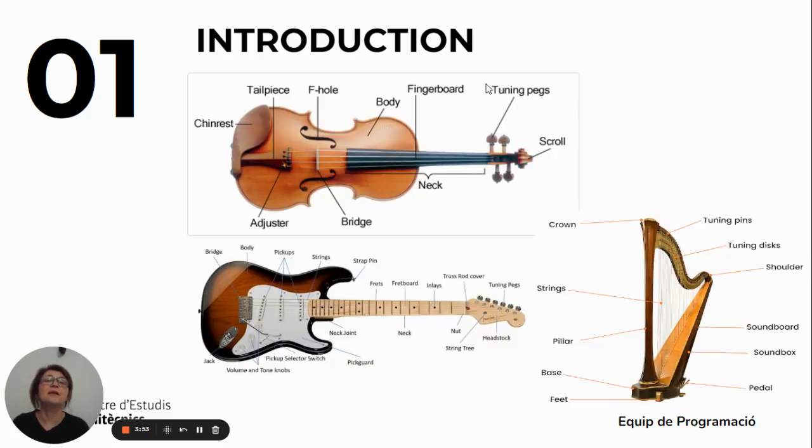Here you have the tuning pegs. In the harp, there are tuning pins, which is basically the same. We have a neck, we have the chin. You have the strings here, the electric guitar, the same tuning pegs. And here we have the harp, which has a difference. It has a pedal, something that these other instruments do not have.